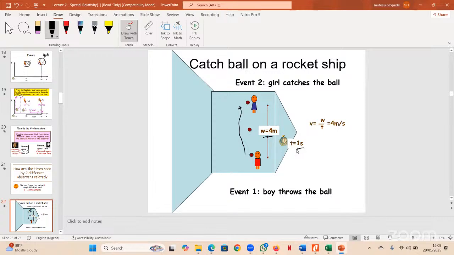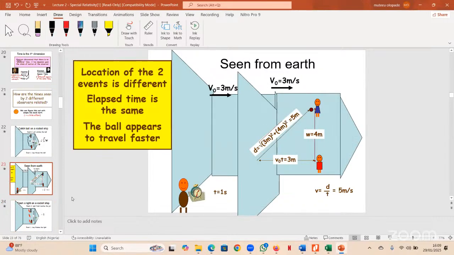Now, the time recorded was 1 second. So how do you calculate the speed? It will be distance divided by the time. So you have the speed as this. That is what you observe. If we move further, for that particular event, if we look at somebody on the surface of the earth, the location of the two events is different.